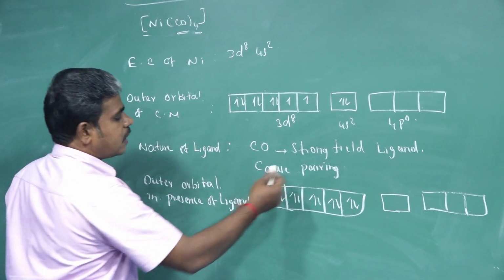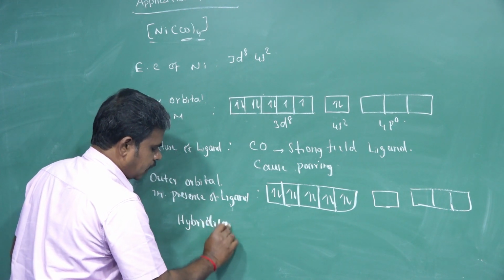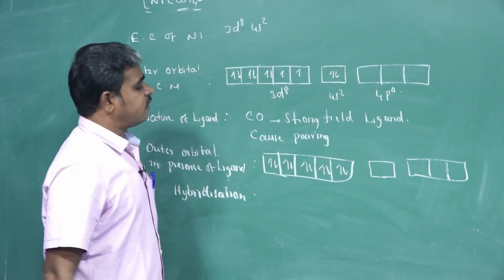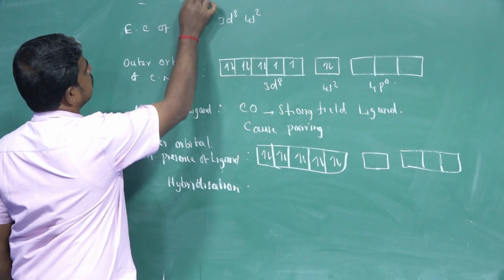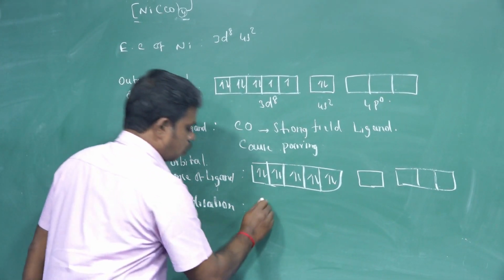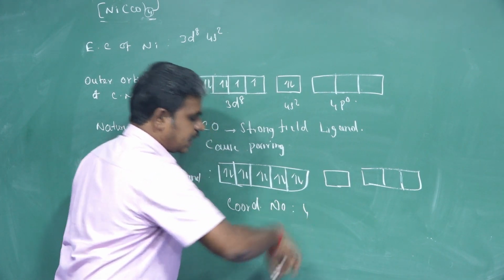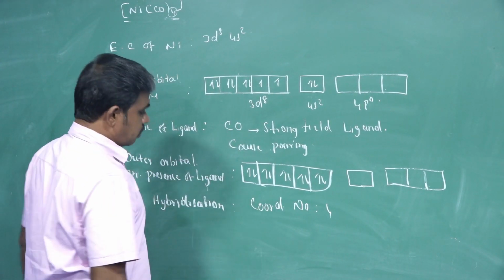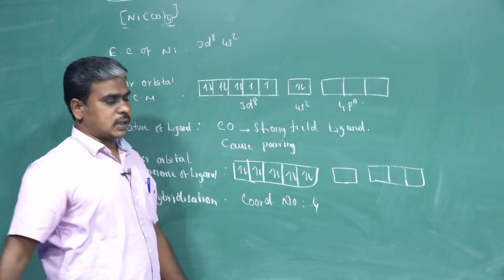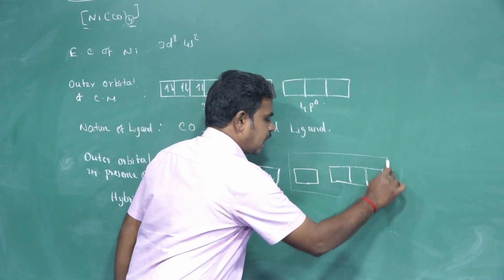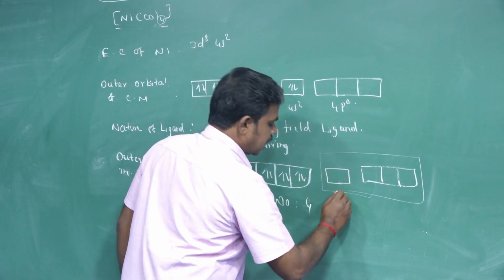Now we take the hybridization. For hybridization, we take the coordination number of the complex. What is the coordination number? Here the coordination number is 4. So the hybridization requires 4 vacant orbitals. These 4 vacant orbitals undergo hybridization. What is the hybridization here?